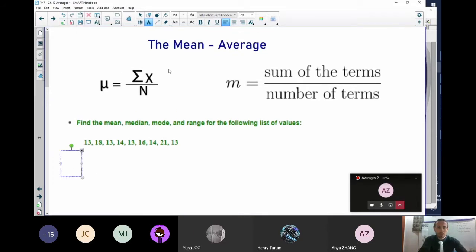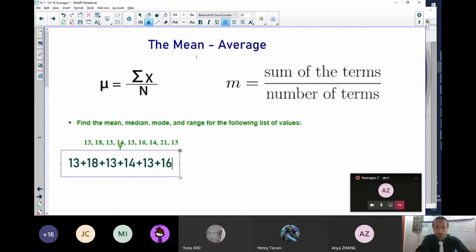So this is simply going to be 13 plus 18 plus 13. Now take out your calculators for me. You should have your calculators there. So 18 plus 13 plus 14 plus 13 plus 16. Let me know if I make a mistake. Plus 14 plus 21 plus 13. So that there is the sum of all of our terms.